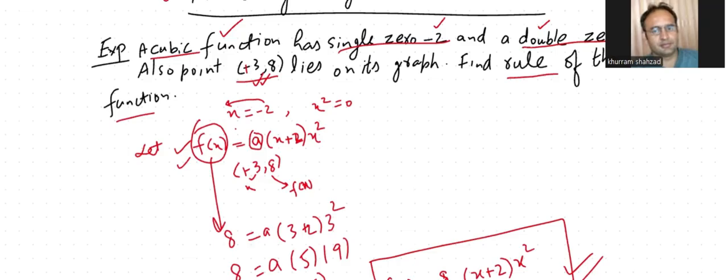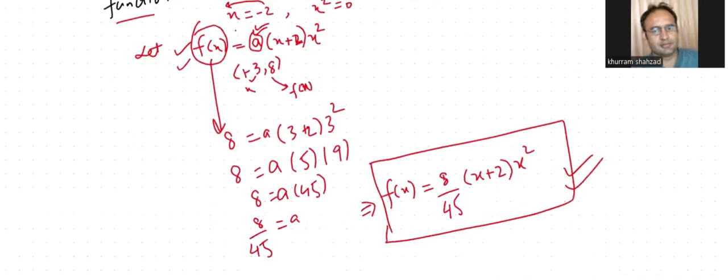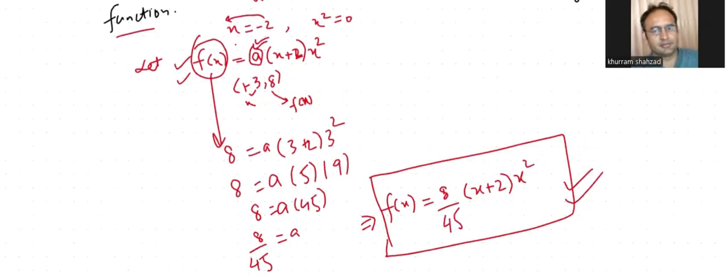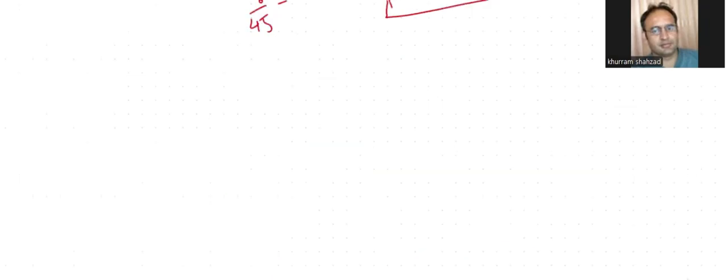So this a was unknown to us. We calculated its value by using this point 3, 8. Its value came out to be 8 over 45, and we substituted back the value of a in this function. So this is our function. So next is another very quick way to factorize a polynomial from zeros which are given.